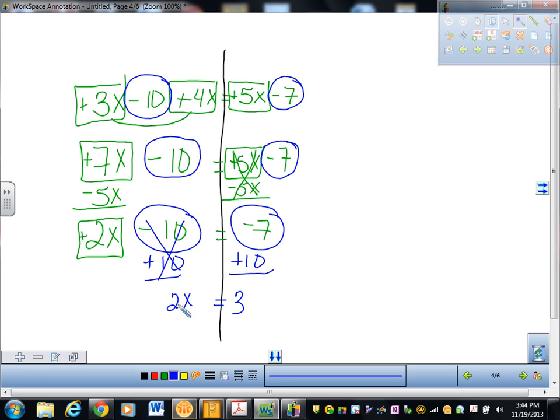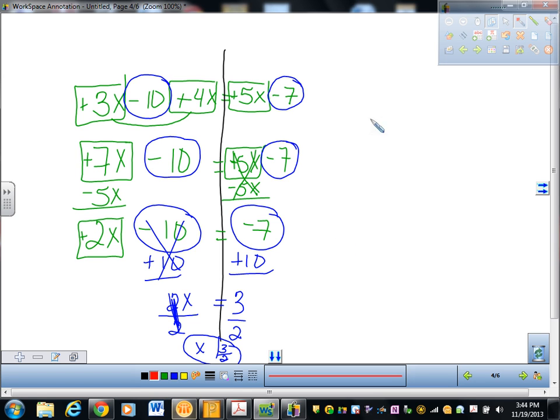So these are being multiplied. The way to undo multiplication is the opposite, which is division. So I'm going to divide by 2. I do to one side, I do to the other. That cancels out. I'm left with x over here, and I've got 3 halves. So x equals 3 halves is going to be our answer.